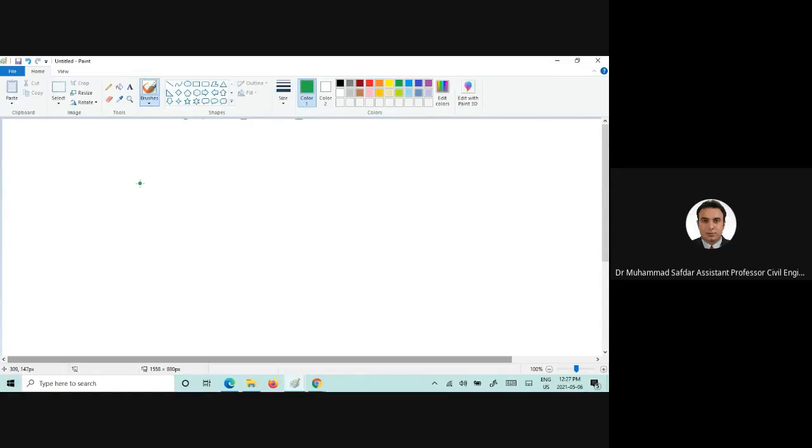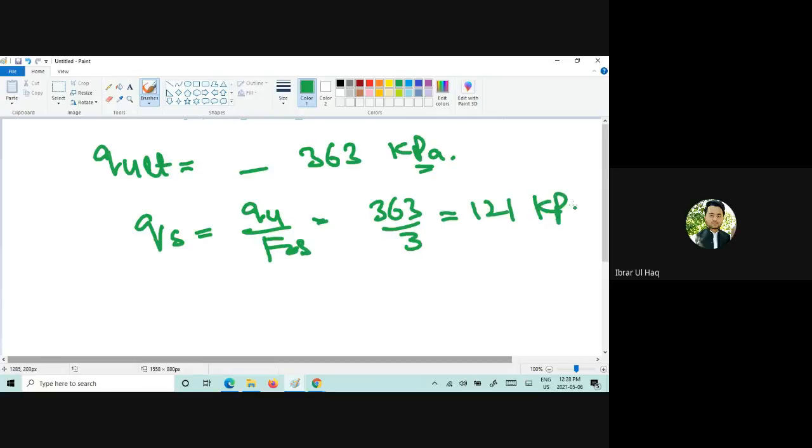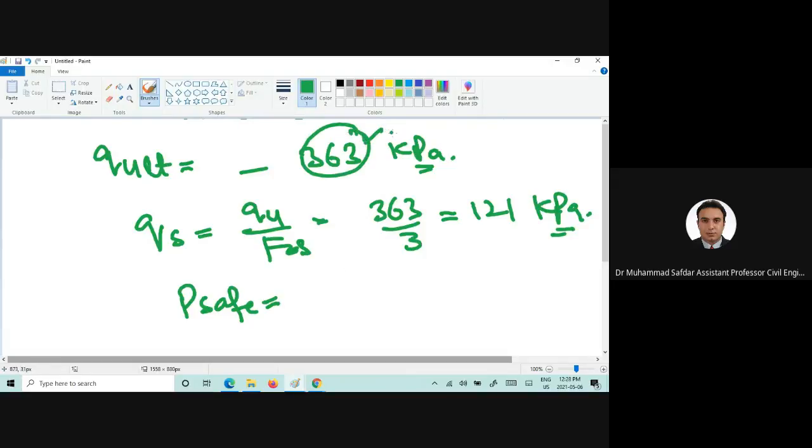Okay, shape factors: S_c, S_q, S_gamma are equal to 1 for strip footing, that's fine. What will be the value of Q ultimate? 363 kilopascal. And Q safe, 121. Another value of 379 for the ultimate, it's okay, 363 is reasonable, but I would go for this value.